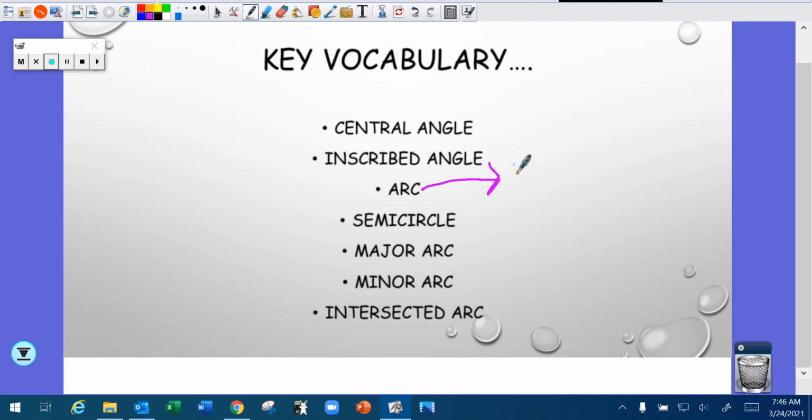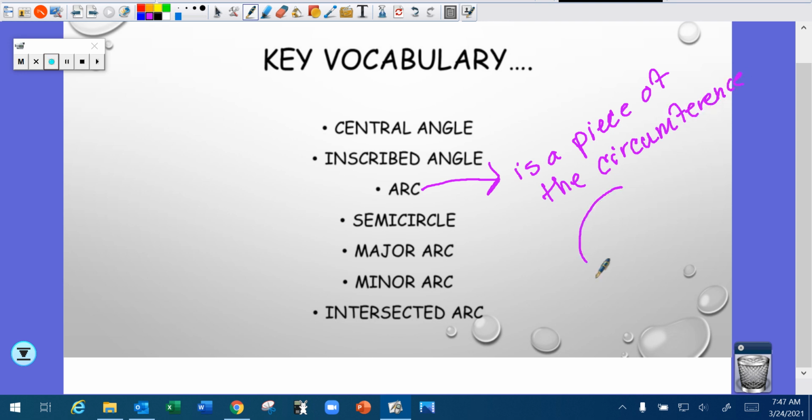Okay, an arc is a piece of the circumference. And here's what I mean by that. So if I have a central angle and I call it ABC, then that's the angle, and where the segments intersect the circle is called the intersecting arc, and this is called an arc right here.